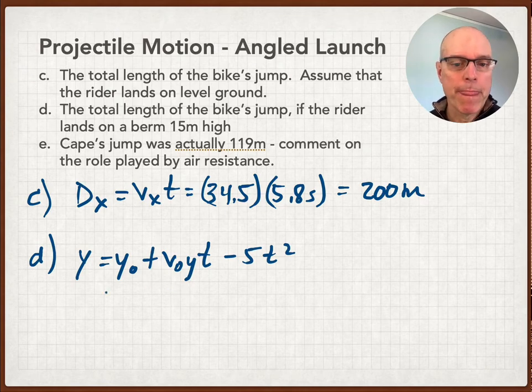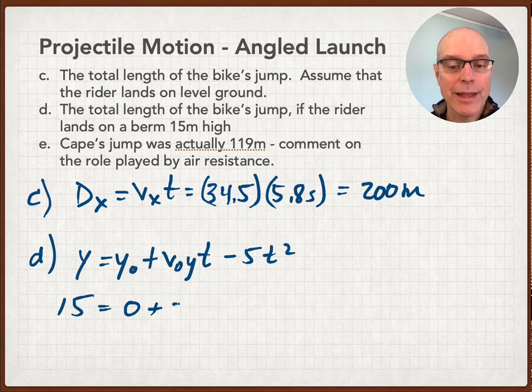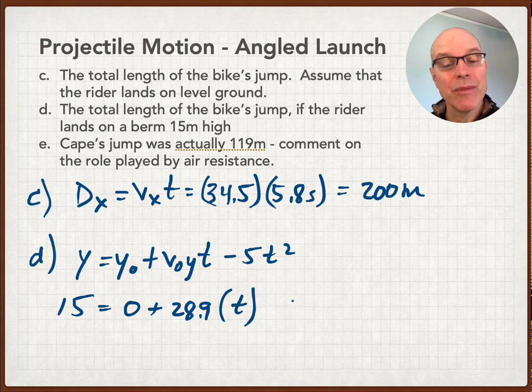Let's think about it now. Y is his moment at time t. So y is his height at time t. That's going to be 15 meters. His original height was 0. His v0y, he did have that. That was 28.9 meters per second, remember. Now, what we're trying to solve for is the time t when that happens.